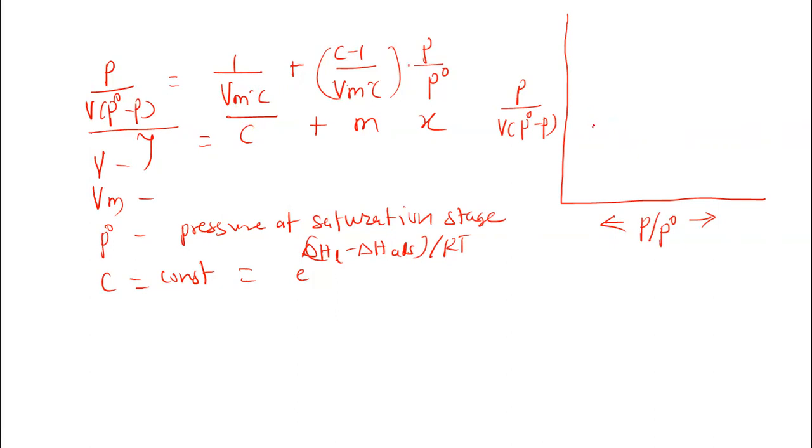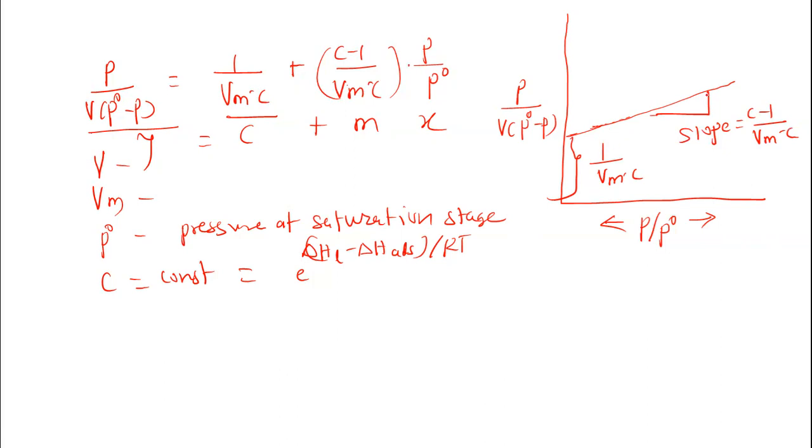The nature of the graph will be like this. So this is the intercept on the y-axis, and that value should be equal to 1 upon Vm into C. And the slope is equal to (C minus 1) divided by Vm into C. So this is the slope here. In this way, we can test the validity of the BET equation.